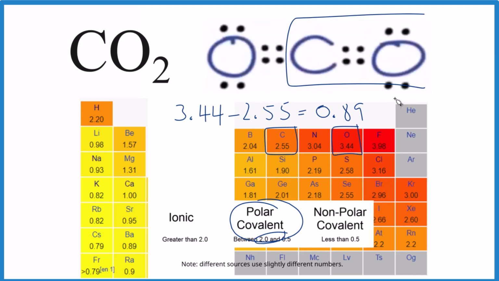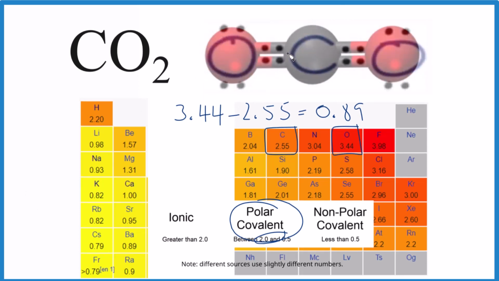That's the first step, but you have to look at the molecular geometry for the whole molecule. And what you'll find is that CO2 is a linear molecule. It's in a straight line. And because of that, it's symmetrical.